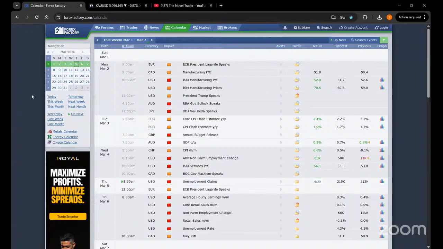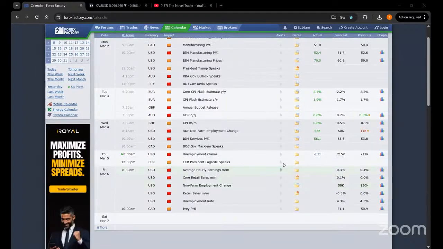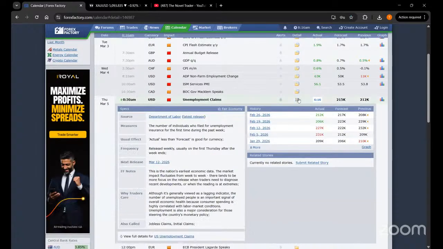So in the US dollar, the unemployment claims are going to be released in the market. So let's understand and decode it fundamentally. What does it mean and how is it going to impact the price of the gold and how can we make some money today? So what you can do is, for fundamental analysis, you can click on the folder chart over here and you will see that the major thing that you have to understand in the unemployment claims is this part: why traders care, although it's generally viewed as a lagging indicator.